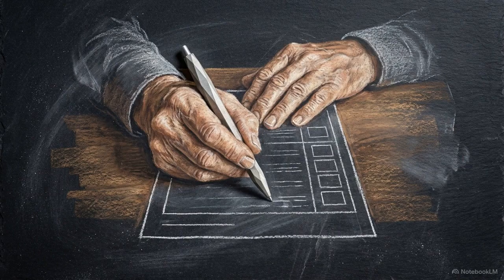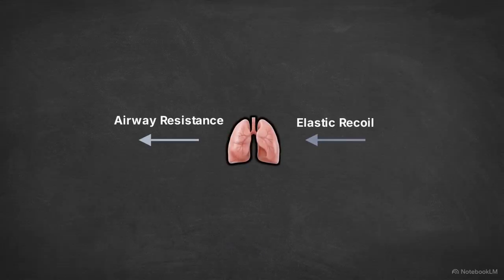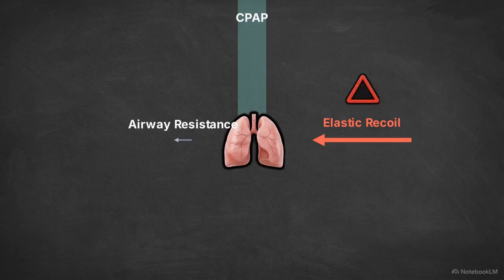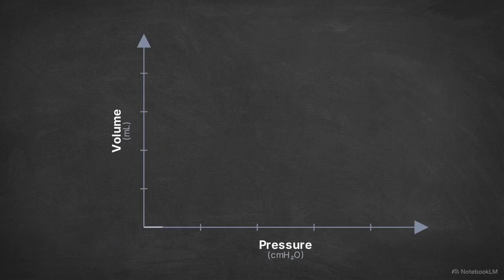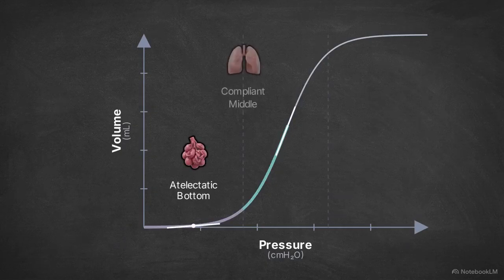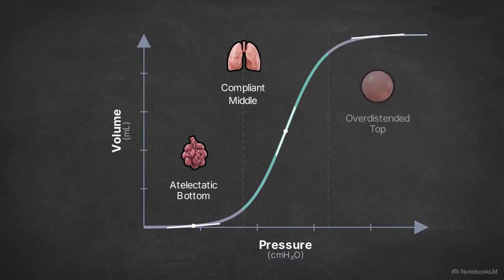To answer the examiner correctly, we have to calculate exactly how applying continuous positive pressure alters the net sum of those two forces in a healthy patient. This graph is the sigmoid pressure volume curve, mapping pulmonary mechanics. It dictates the pressure required to inflate the lung. The curve has three zones: a flat atelectatic bottom, a steep compliant middle, and a flat over-distended top.